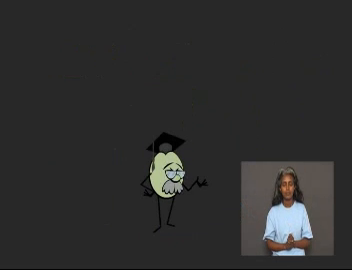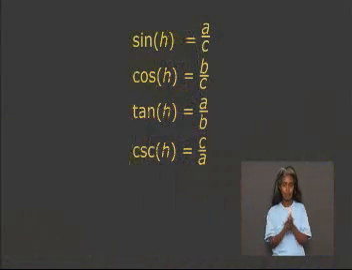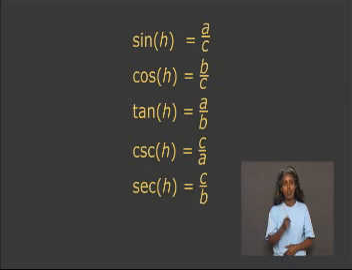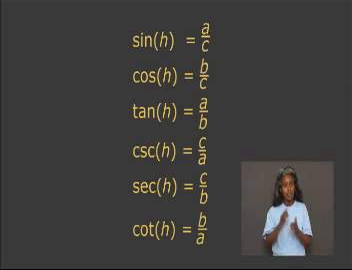Time's up. Let's get back to our lesson. Welcome back, students. Let us go through the correct answers together. The cosecant is C over A. The secant is C over B. Finally, the cotangent is B over A.